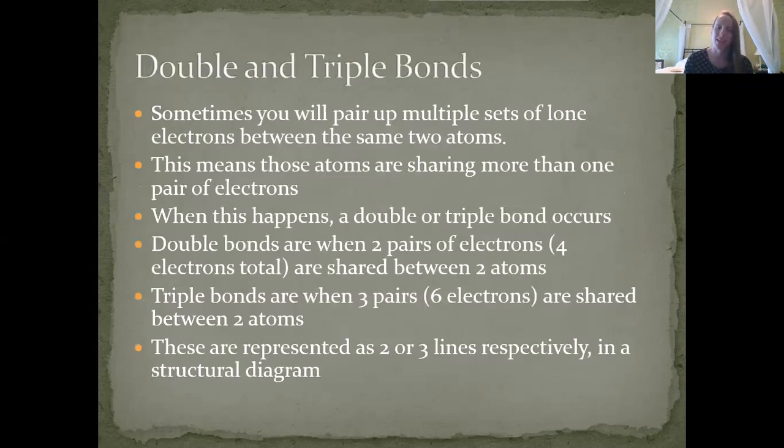Just a reminder that you can have double and triple bonds between atoms where you have multiple pairs of electrons that are being shared between those two atoms. So a double bond has 2 pairs of electrons or 4 electrons in total. A triple bond would have 3 pairs of electrons for 6 electrons in total. A double bond is just represented by 2 lines. A triple bond would be 3 lines. Okay, so before we get on to naming, let's look at some examples of what these diagrams would look like.